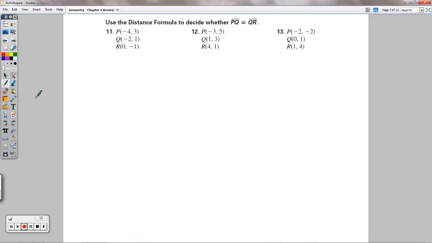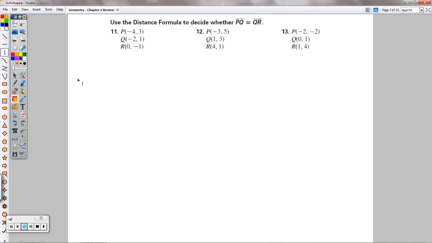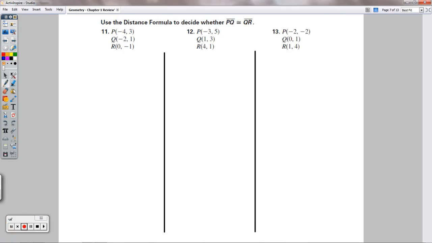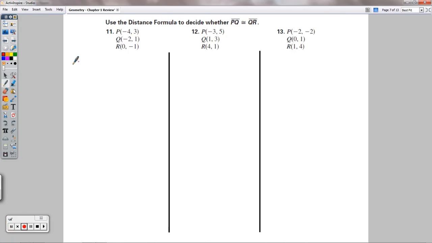Let's move on to number 11. Alright, we're going to use the distance formula to decide whether PQ is congruent to QR. So since it says to use the distance formula, we're going to do that here. There are different ways to approach a problem like this. Using the Pythagorean Theorem is, I think, one of the best alternative methods, at least, to figure this out. But we'll use the distance formula.